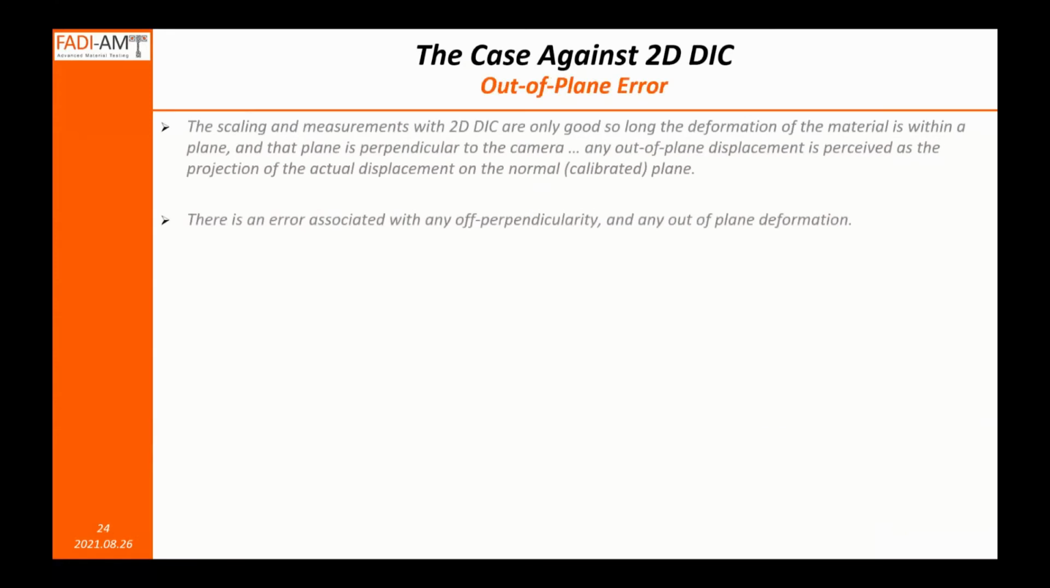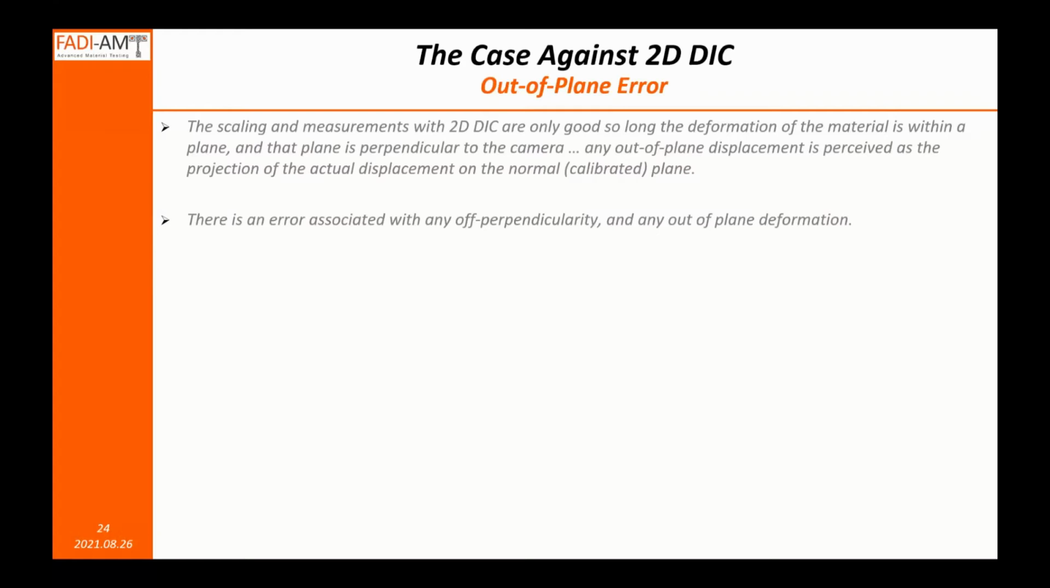The biggest technical argument against 2D DIC is out-of-plane error. And of course, 2D DIC is only good, generally speaking, so long as the camera is perpendicular to the surface, and that is a true statement. Anytime you go out of the plane of deformation, you're introducing errors because the cameras cannot capture depth information. This error that is associated with off-perpendicularity is there. The question is, how big is it?